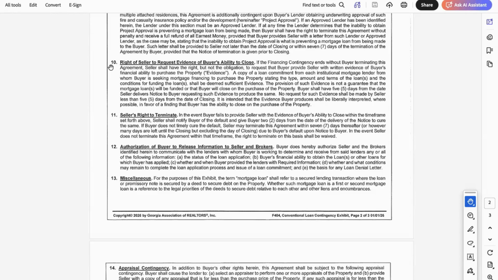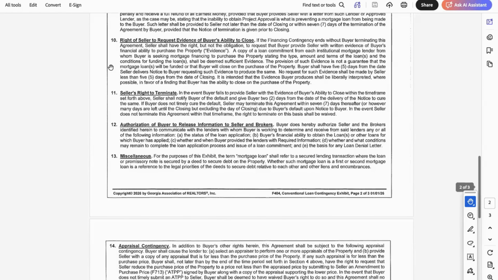10. Right of seller to request evidence of buyer's ability to close. If the financing contingency expires without termination, seller may request written proof buyer can close. Acceptable evidence: a loan commitment letter showing the type, amount, term, and conditions. Buyer has 5 days to provide evidence. Seller cannot request within 5 days of closing. Important, providing evidence does not guarantee closing.